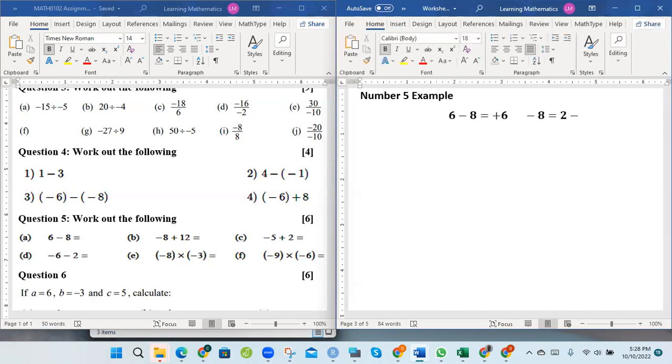Subtract another number. The sign has to come on its left. That's a negative 2. Negative 8 plus 12 is the same thing we are doing. Negative 5 plus 2 is the same concept.